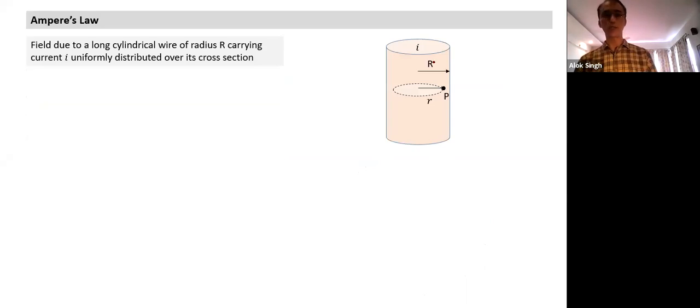Before I do this one, I'll do one more thing. I think we have not done it before, but many times we don't discuss it. What do we mean by long or infinite? Let's try to understand what infinite means. There's nothing called infinite.